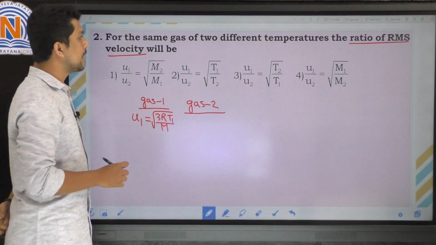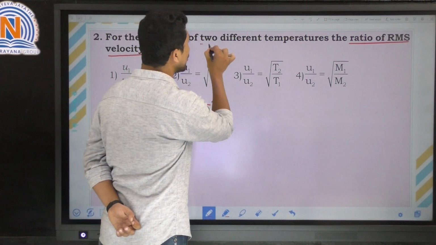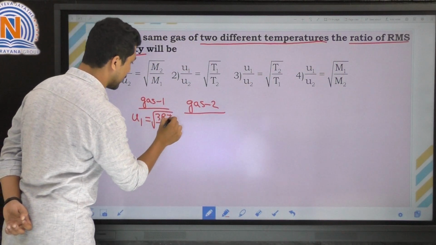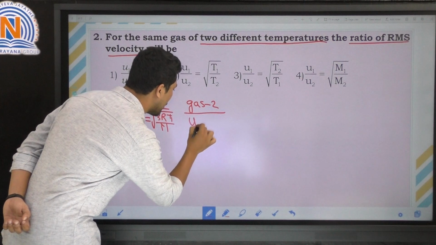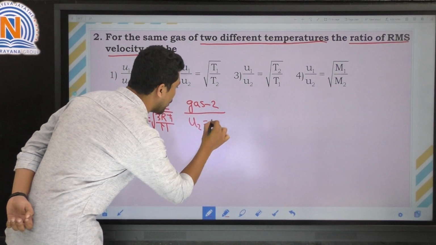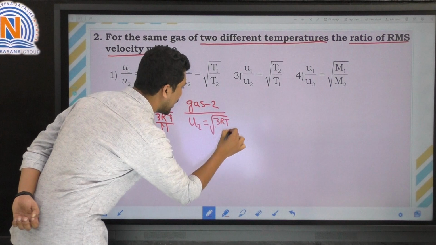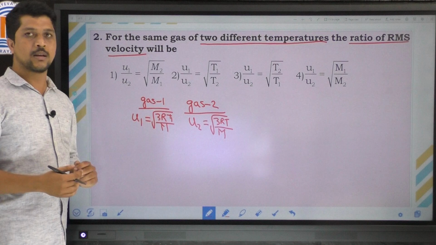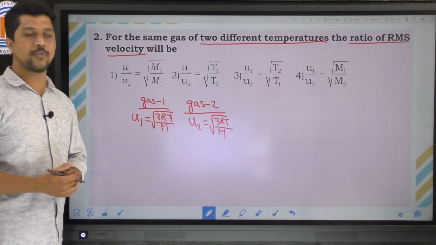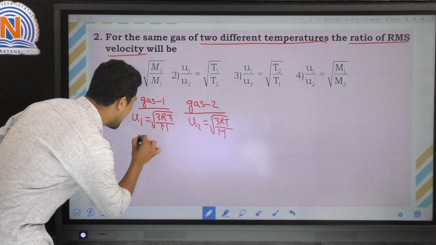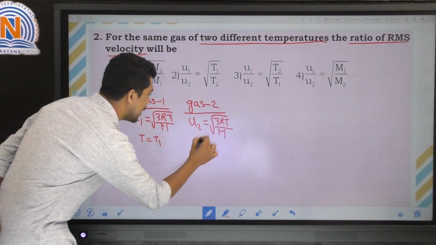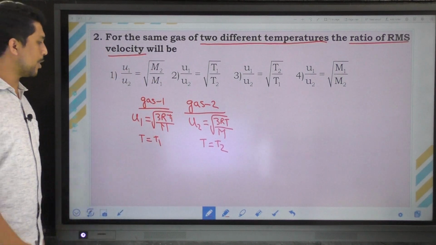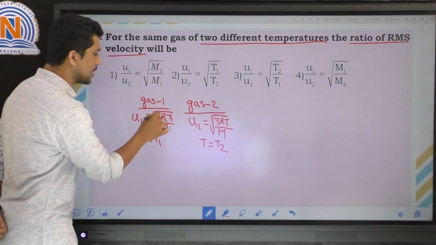Clear? So here the statement is two different temperatures, so u2 RMS equals root over 3RT by M. The temperature varies between the two gases: here T equals T1, here T equals T2. The remaining are all the same. The molar mass is the same and the constant is the same.